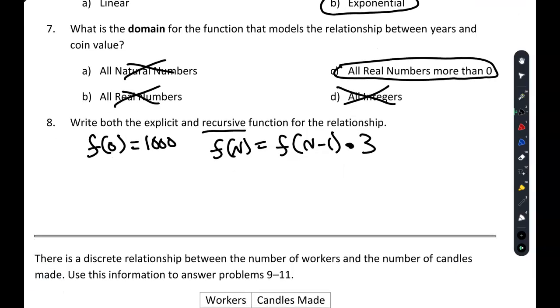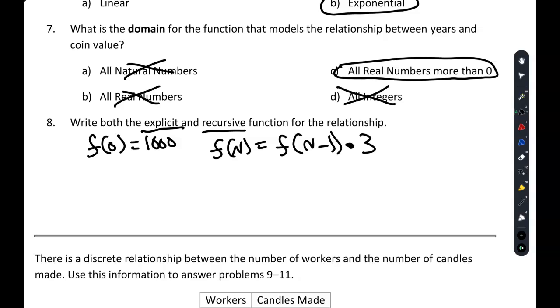All right, next we're going to do f of 0 is equal to 1,000. f of n is equal to f of n minus 1 times 3. That's the recursive. Now we're going to do the explicit. Okay, and since it is explicit, let me make a change here. This shouldn't be minus 1. This should just be, I'll take that back. All right, minus 1 is correct on that.